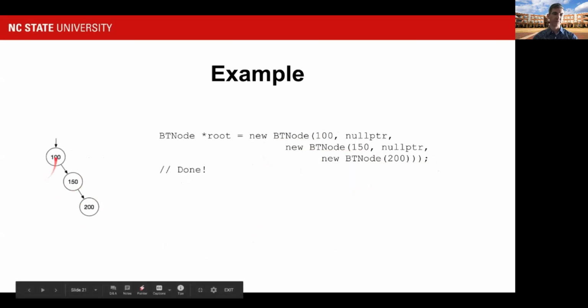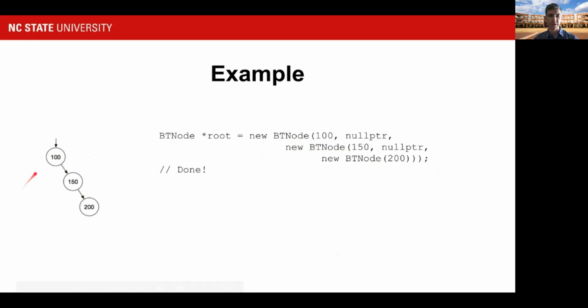And then finally, here's a different tree. This is kind of a weird tree in that there's nothing over here on the left. It's all going to the right. And so what I'm going to do when I build this tree is I'm always going to set the left pointer to be null pointer, but then the right pointer I'll initialize with a new node. So 100 will have 150 on its right, and then nothing on its left, and then 150 has 200 on its right.